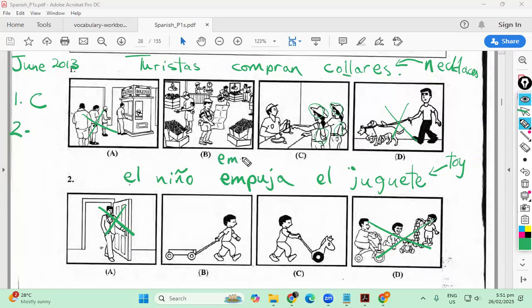So empujar, to push, right? And the opposite of push is tirar, to pull, right? So number 2 is C. He is pushing the toy. El niño empuja el juguete.